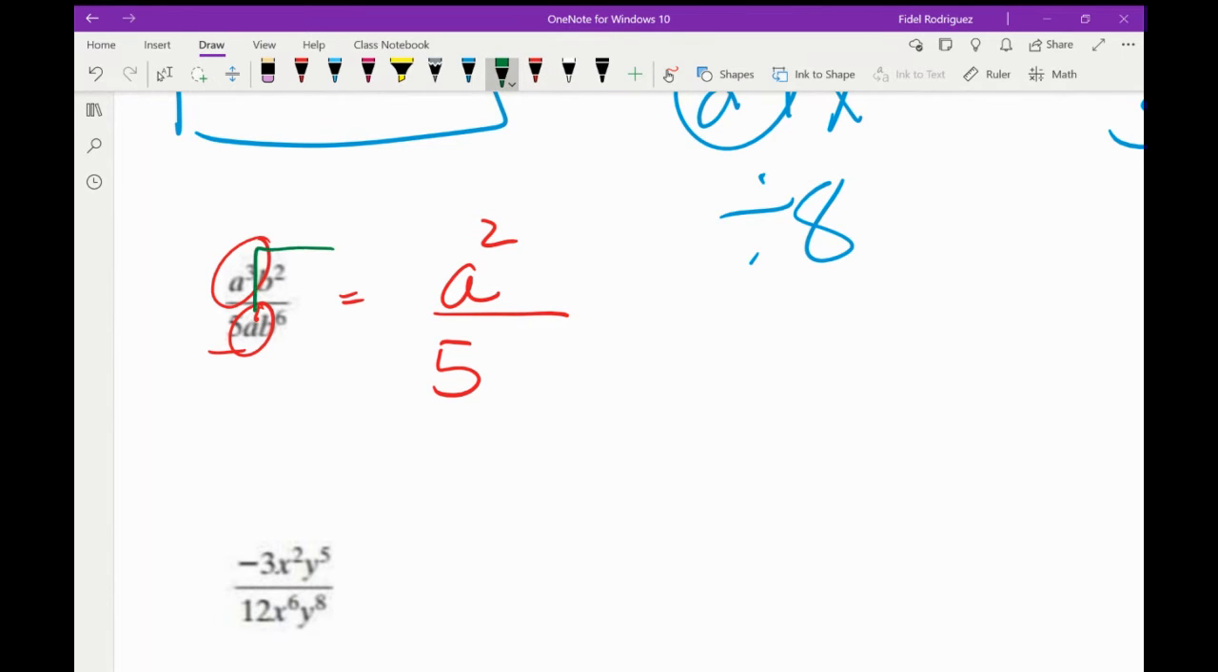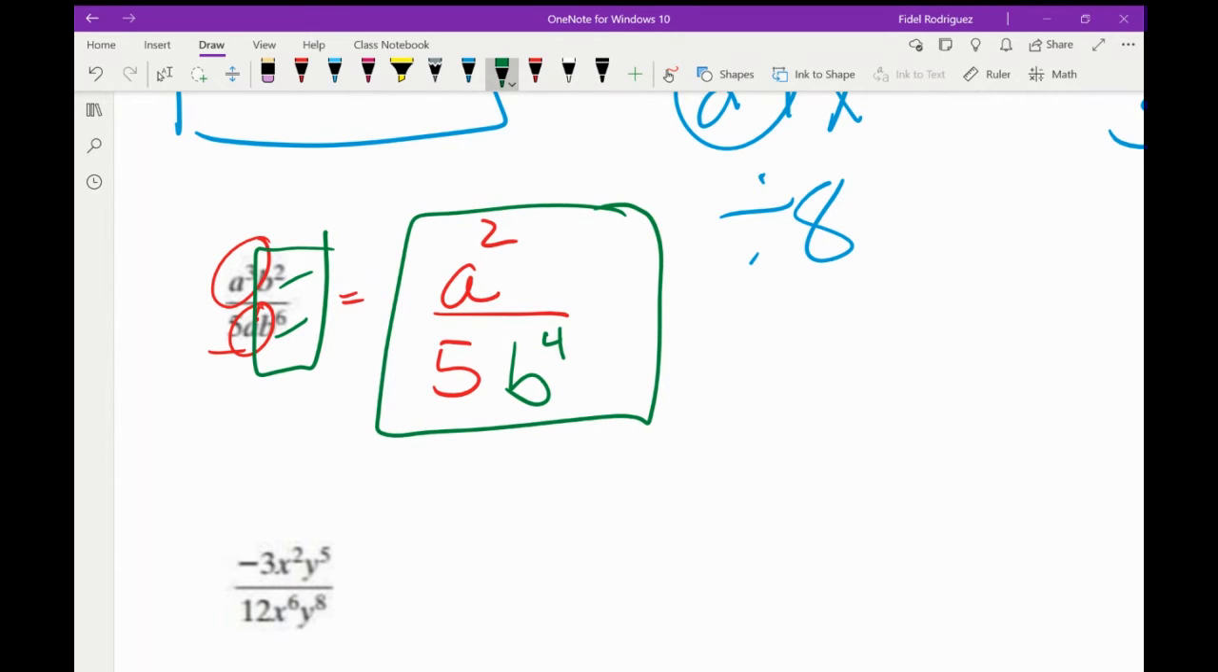Then I'm going to do the same thing with the b's. Where do I have more b's, on the top or on the bottom? There's more on the bottom. And 6 minus 2 is going to leave me with 4. And so then we're done with that one.